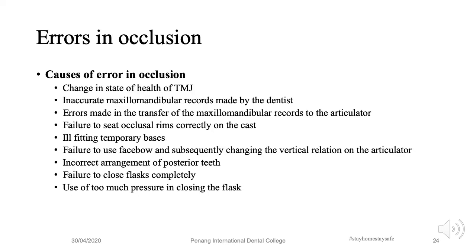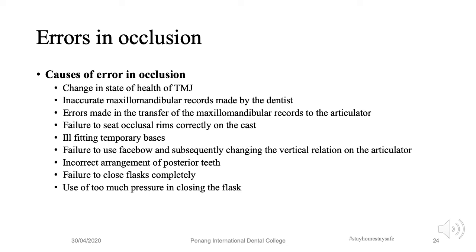Okay. Errors. Next, we talk a little bit about errors in occlusion. What are the causes for error in occlusion? Change in the state of health of the TMJ, inaccurate maxillomandibular records by the dentist, errors made in transfer of maxillomandibular records to the articulator. This is also important. When you seal your occlusal rims, you will have to carry them exactly the way you sealed them and articulate it, because any changes after you're done with the recording can lead to change in the occlusion.